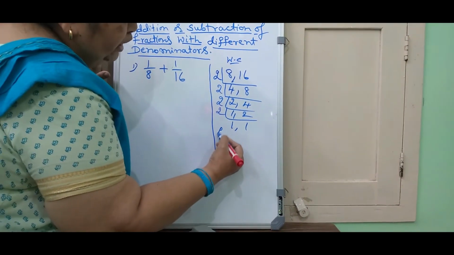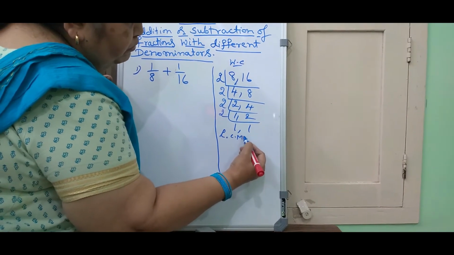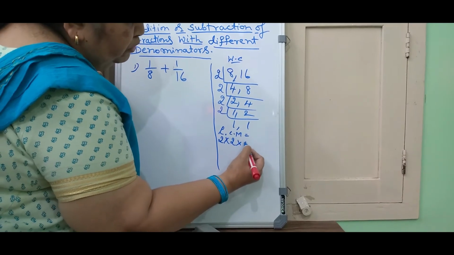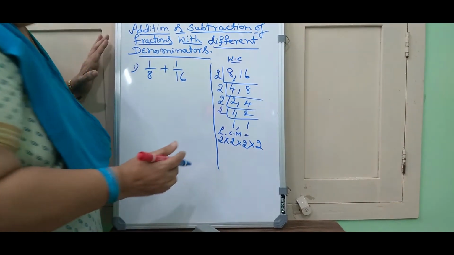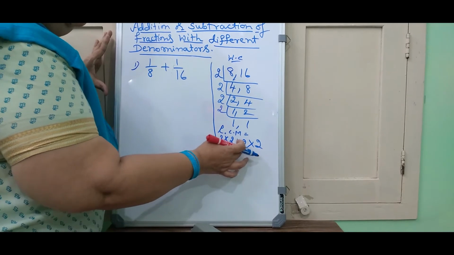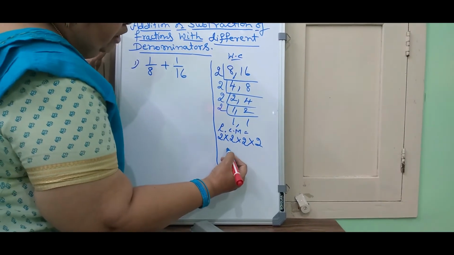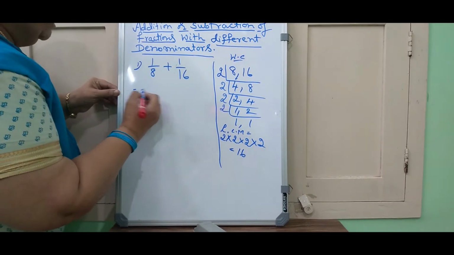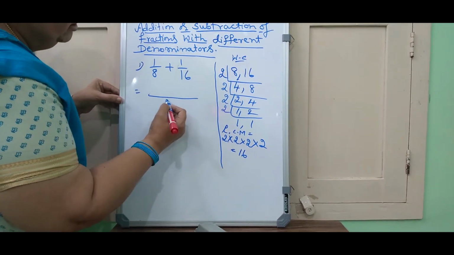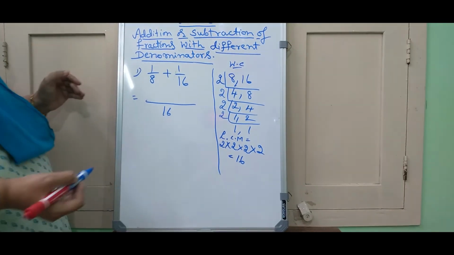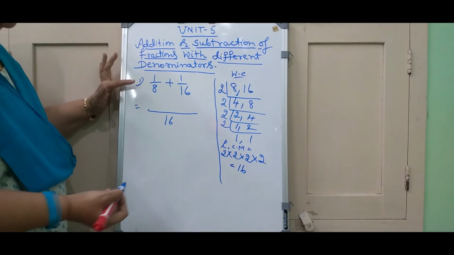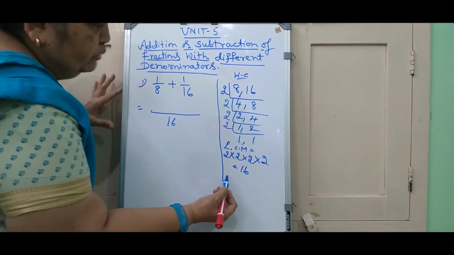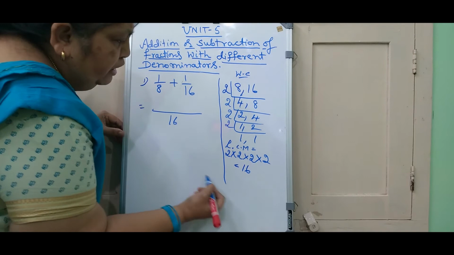So now we can write this LCM will be 2 into 2 into 2 into 2. So we multiply this. 2 2s are 4, 4 2s are 8, again 8 2s are 16. So now here in the main steps we will write like this, here 16. And then now we will consider the first fraction, that is 1 by 8, the denominator of the first fraction.